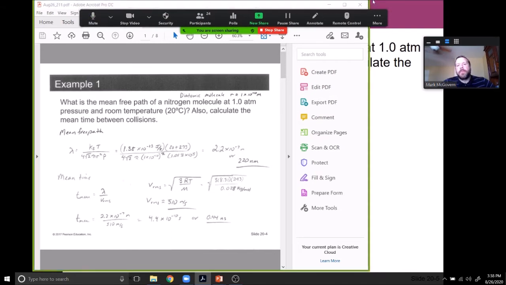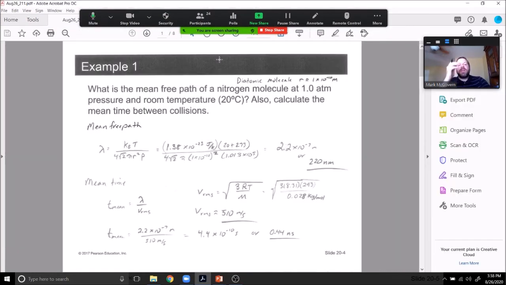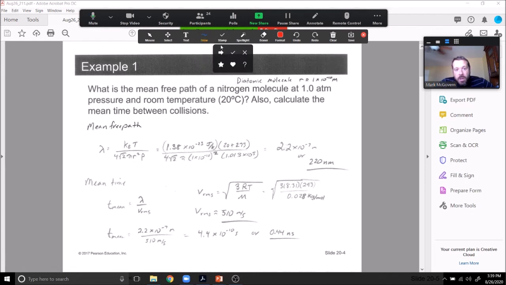Here we go. We want to know what the mean free path of a nitrogen molecule is. If you didn't know, it's diatomic with a triple bond. Nitrogen really likes itself. Triple bond is nuts. Anyway, nitrogen molecule, diatomic. Now, check out what I'm saying right here. This is not clear until right now. A diatomic molecule.